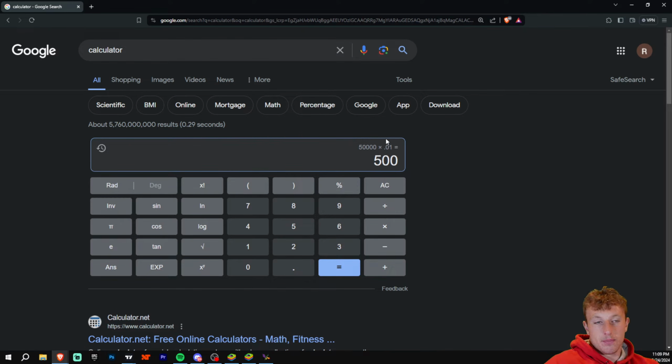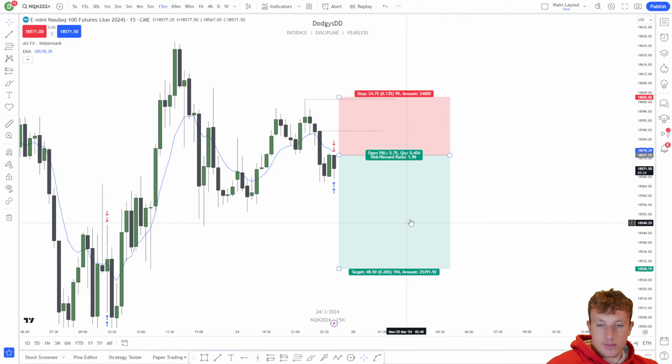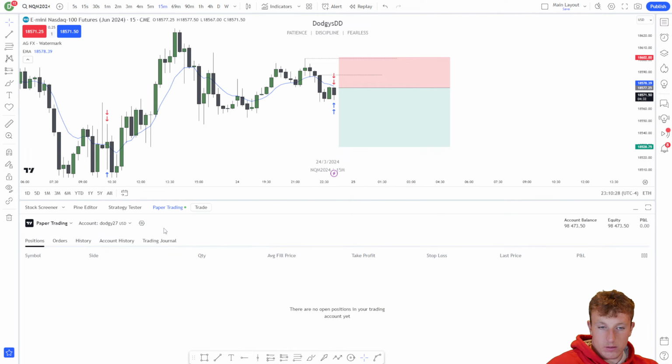Now, for a prop firm account, which I already went over, I would actually do less than 1%. I'd probably do 0.5%. So on a $50,000 account, I'd probably do times 0.005. 50,000 times 0.005 equals 250. So I'd risk $250 per trade on a $50,000 account. Let me just reset this real quick.